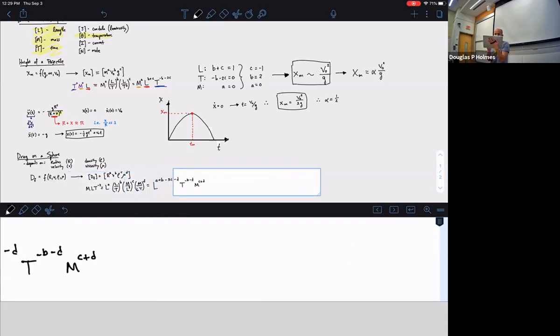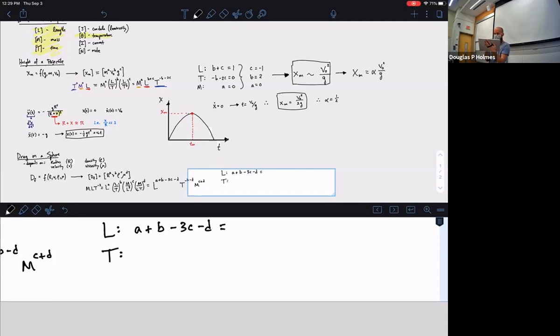And so now we can go through and use our same procedure as before. The equation for length is going to be A plus B minus 3C minus D is equal to 1. For time, I have negative B minus D equals negative 2. And for mass, I have C plus D equals 1. 4 unknowns, 3 equations. What are we going to do?